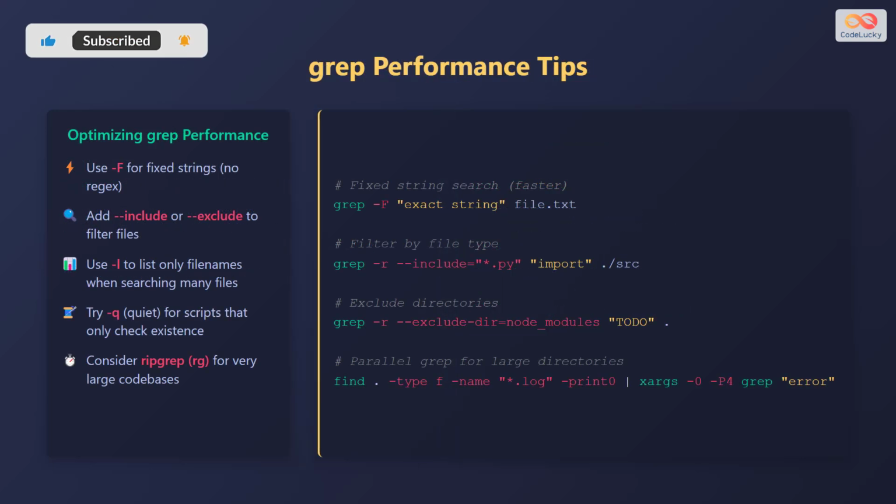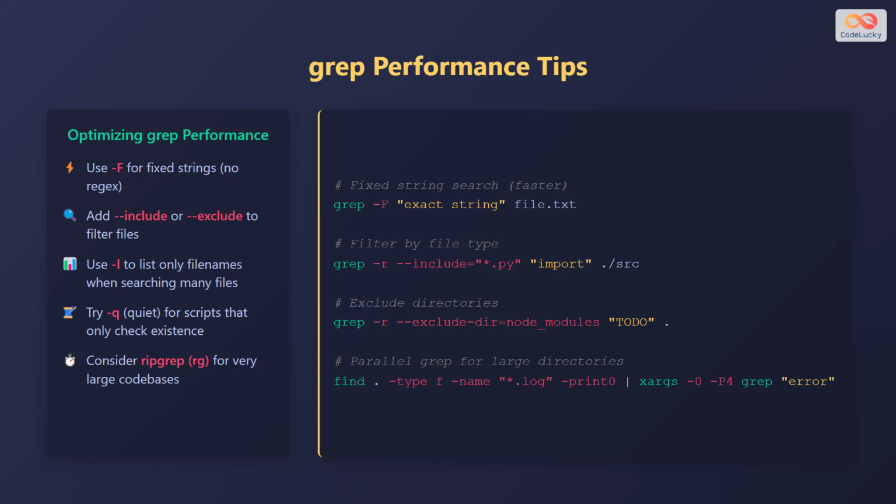Now let's look at some tips to optimize grep's performance. Use the -F option for fixed strings, which tells grep to search for an exact string rather than a regular expression, making the search faster. Add --include or --exclude options to filter files by name or type, reducing the search scope.